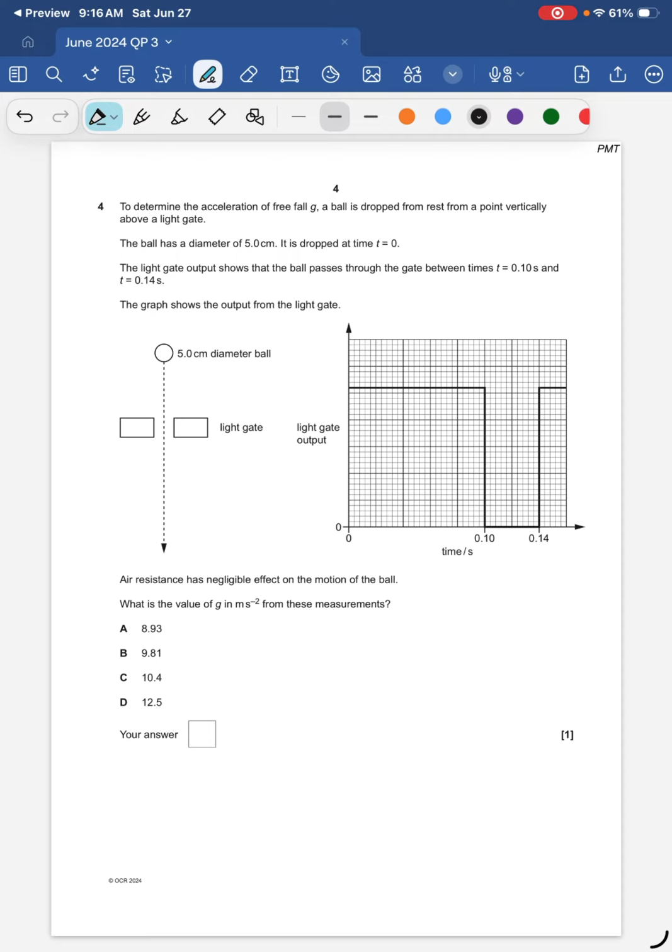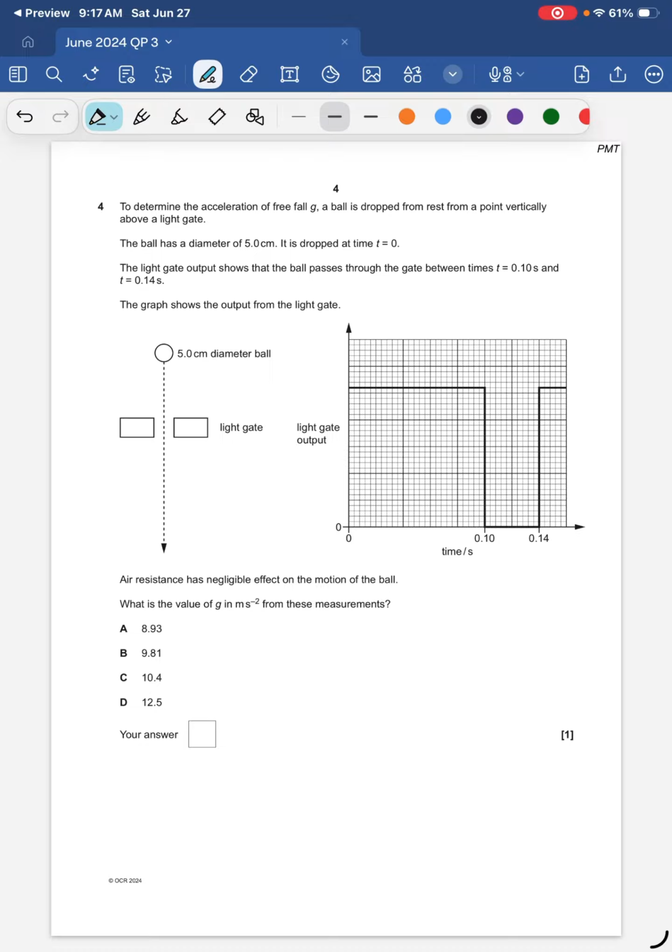The graph shows the output from the light gate, which shows exactly that, this dip in the signal because the ball passes through the light gate. Air resistance has negligible effects on the motion of the ball. What is the value of g in meters per second squared from these measurements?